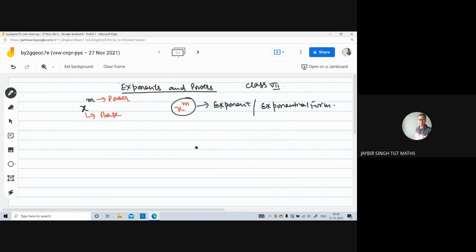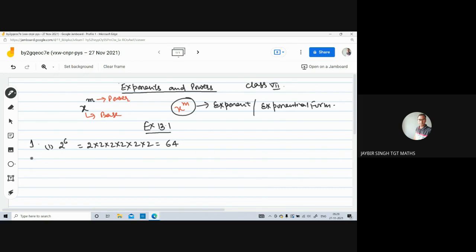Now we have exercises based on this which are very, very simple. I'm starting exercise 13.1. Question number 1. Find the value of 2 to the power 6. This is the first part, so it is very, very simple. 2 into 2 into 2 into 2 into 2 into 2. So this will be 64.